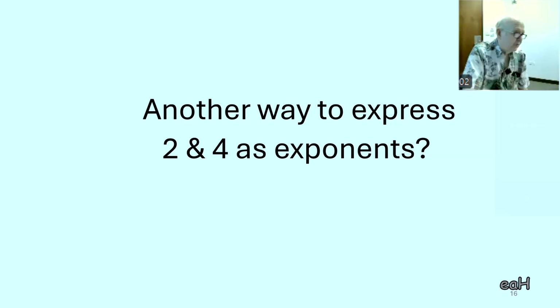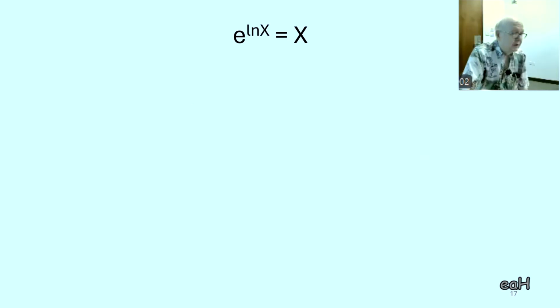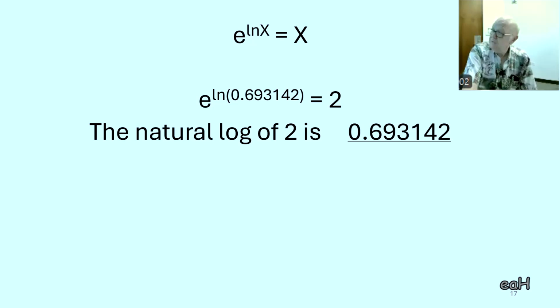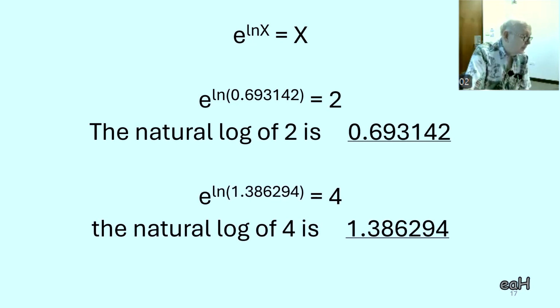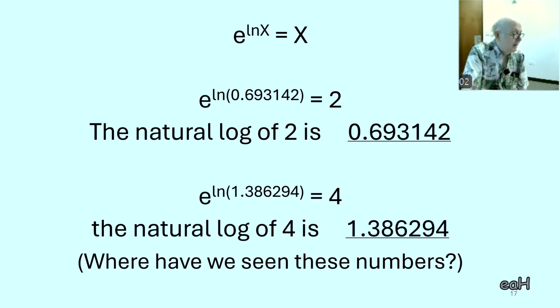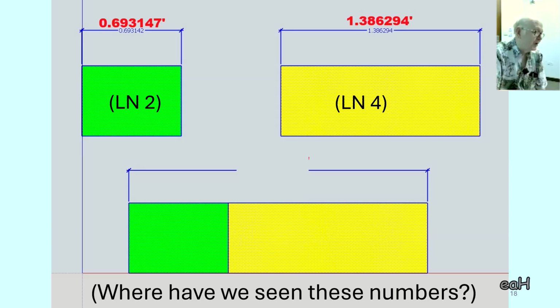But let's make it more complicated. Let's have another way to express 2 and 4 as exponents. Here we have this magical number e, and the logarithms for that are called natural logarithms. So e to the 0.693147 equals 2. And the natural logarithm of 4 is 1.386294. But I think we've seen those numbers before. Gee whiz, here's my board.